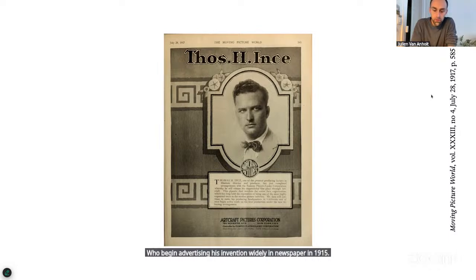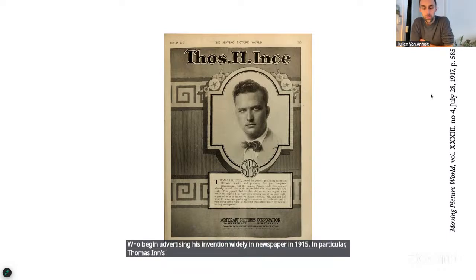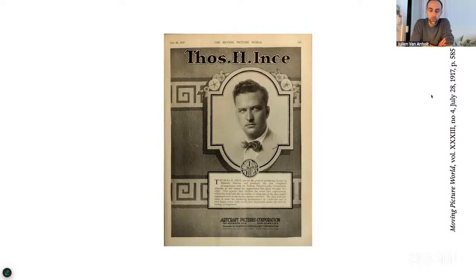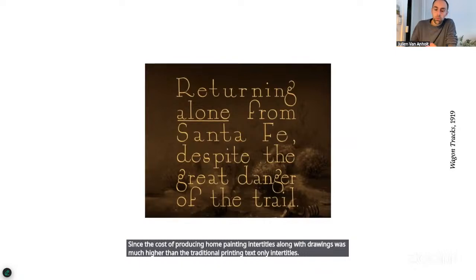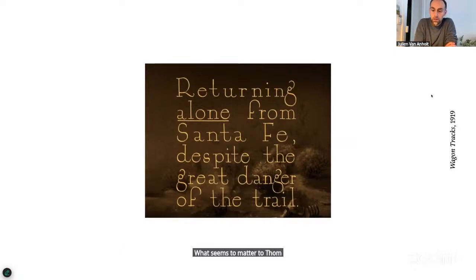In particular, Thomas Ince recruited a cartoonist named Mon Randall and a letterer named Irvin Martin to head his titling teams. It was actually a novel strategy and also a risky one, since the cost of producing hand-painted intertitles along with drawings was much higher than the traditional printing of text-only intertitles. What seems to matter to Thomas Ince is the pictorial dimension of intertitles, which lends an artistic nobility to cinema.